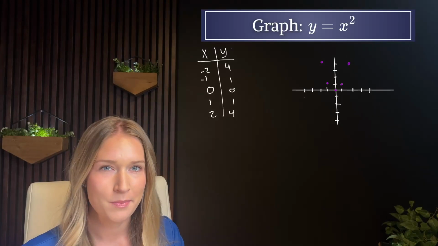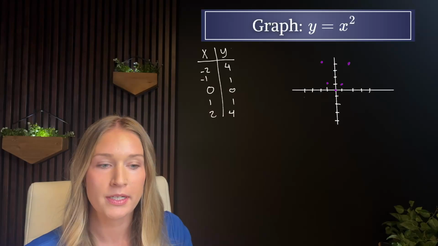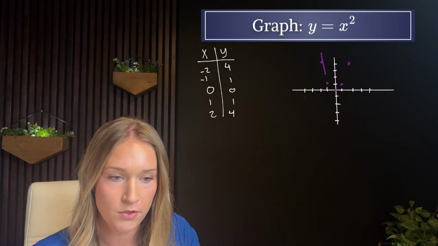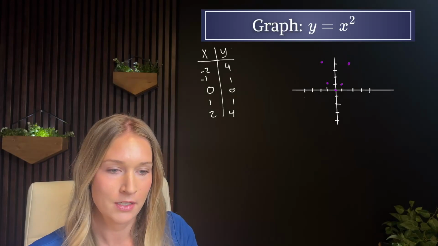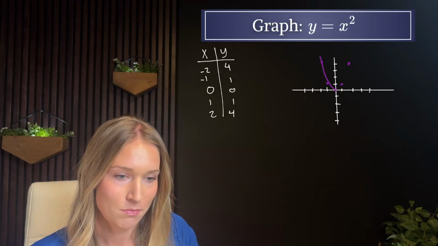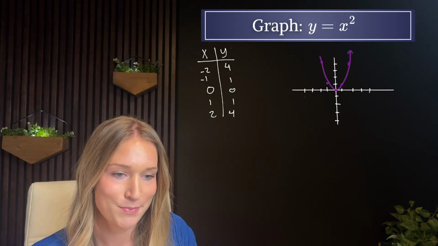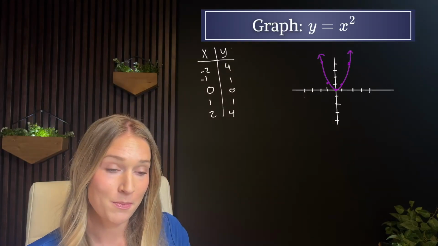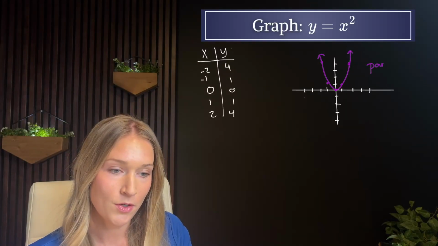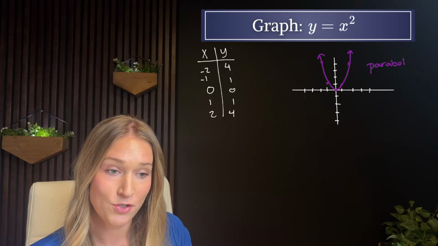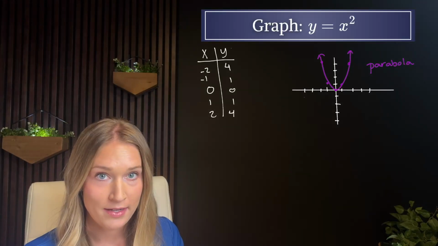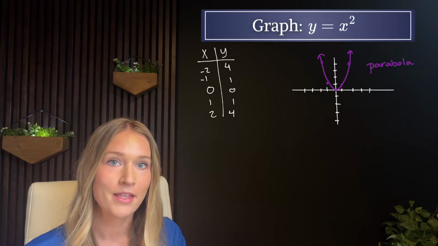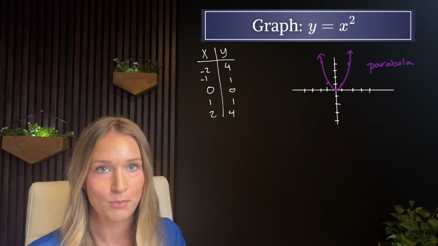And when I connect them, it does kind of look like a V shape, but we're going to connect them in a smooth curve, and it actually creates more of a U-shaped graph. Let me try that again. Smooth curve, and there is my U-shaped graph. And we call this shape a parabola. So when you are graphing quadratics, the shape that you're always going to get is a parabola. So anytime you're graphing a quadratic, something with x squared, then you should have this smooth U-shaped graph.